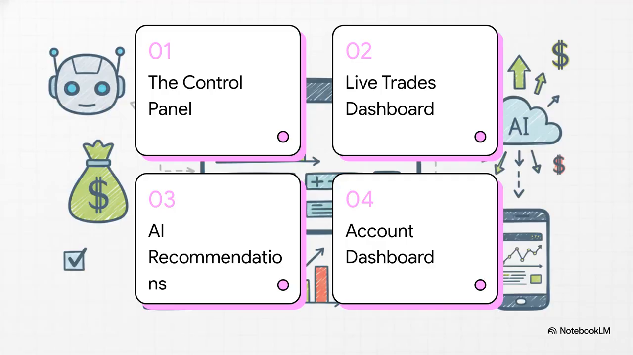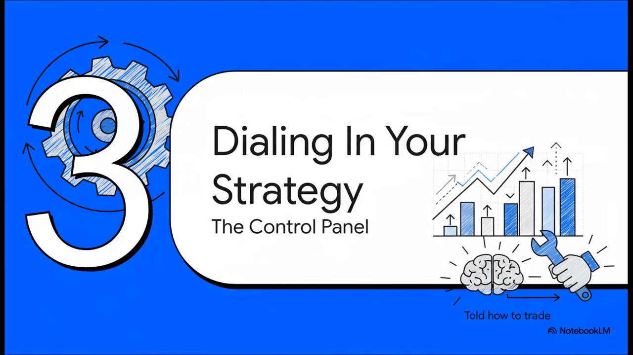So for our tour today, we're going to hit the four main pillars of the dashboard. We'll kick things off with the control panel, then we'll jump over to monitoring with the live trades and AI recommendations views, and we'll wrap it all up by checking our resources in the account dashboard. All right, let's get right into the heart of it all, the control panel. You could argue this is the single most important section of the entire dashboard, because this is where you tell the bot exactly how you want it to trade for you.